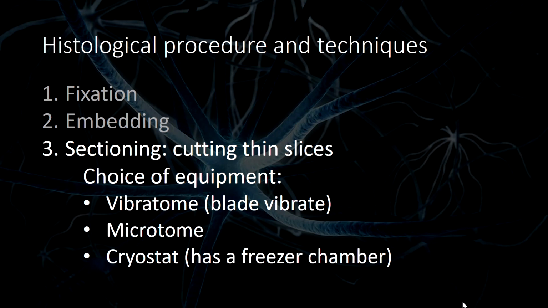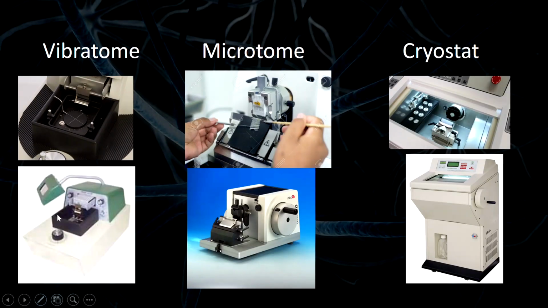And you have 3 choices of equipment. The first one is the vibrotome, then the microtome, and then the cryostat. Let's take a look at them. And this is the vibrotome. The vibrotome will have a chamber and have a blade here.